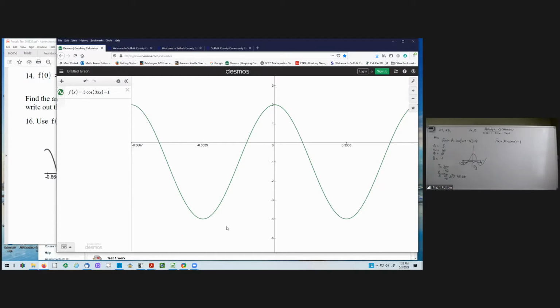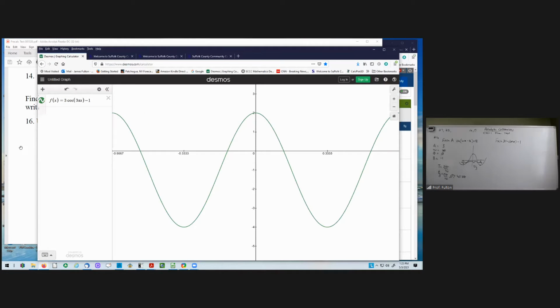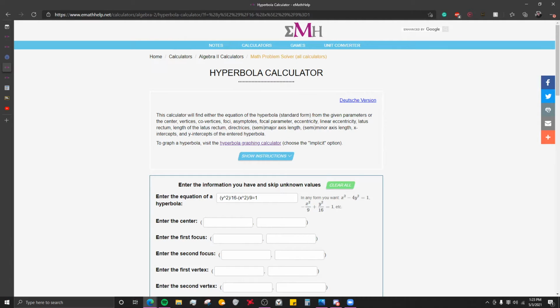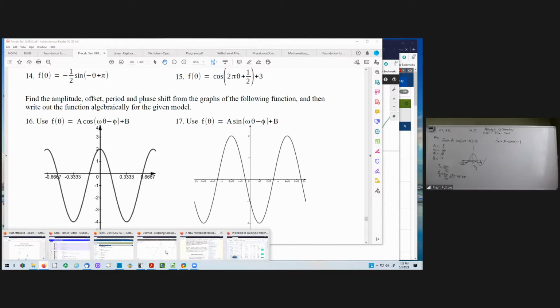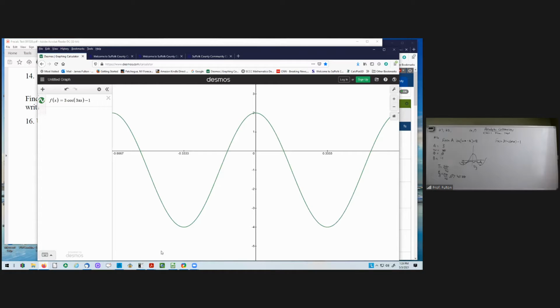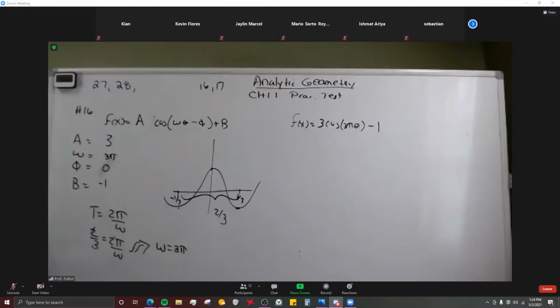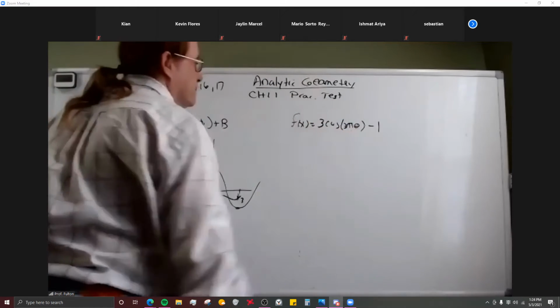And let's go back to what the original graph looks like, which is right over here. And you can see it's essentially the same sort of thing. So that should give me a reasonable level of confidence that what I did there is actually correct. Okay. So that's number 16, and there's a functional form.